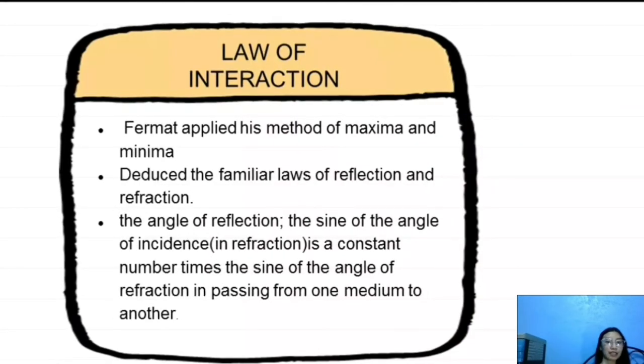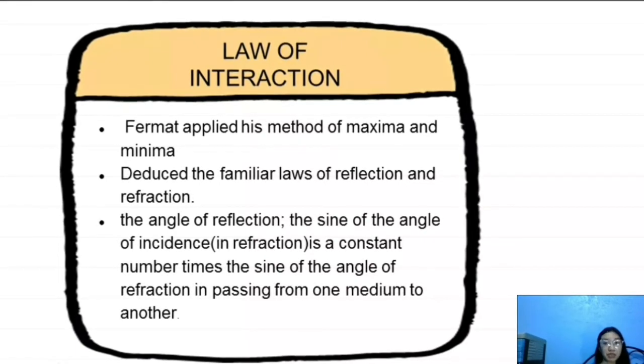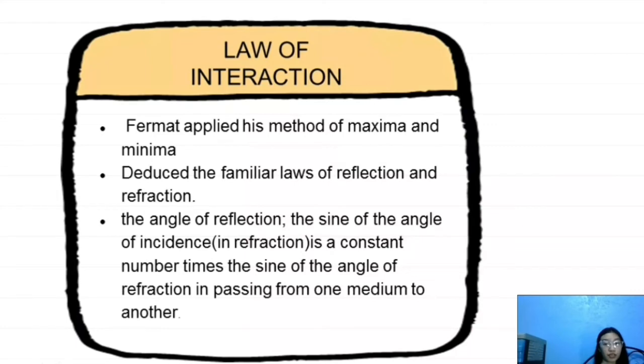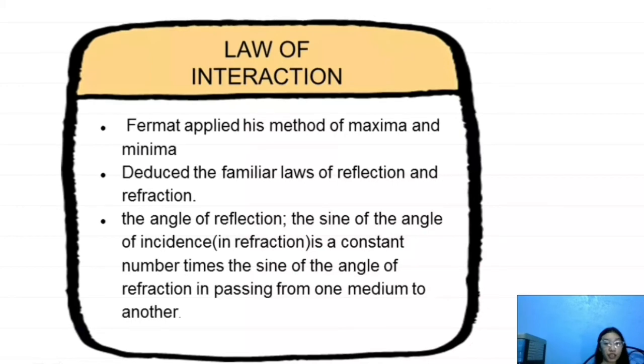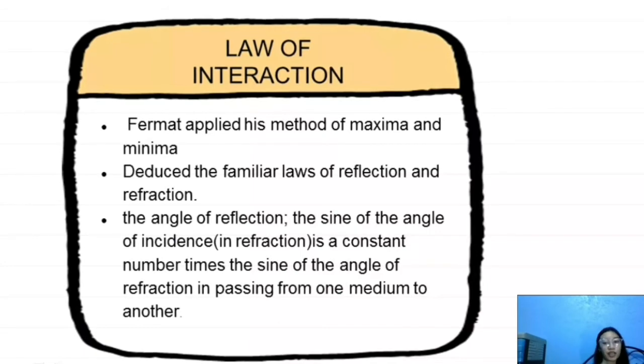The third contribution was the law of refraction. Fermat applied his method of maxima and minima. He made the assumption that light travels less rapidly in the denser medium, and he showed that the law of refraction is consistent with the principle of least time. Also from this principle, Fermat deduced the familiar laws of reflection and refraction. The sine of the angle of incidence is a constant number times the sine of the angle of refraction in passing from one medium to another.